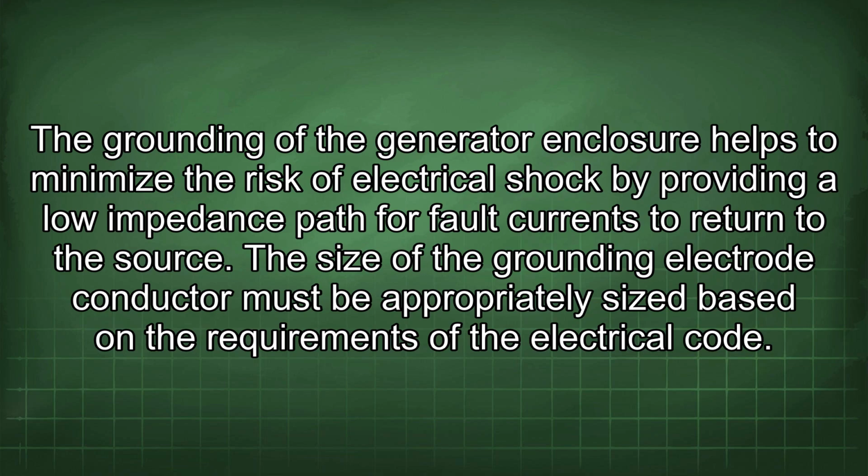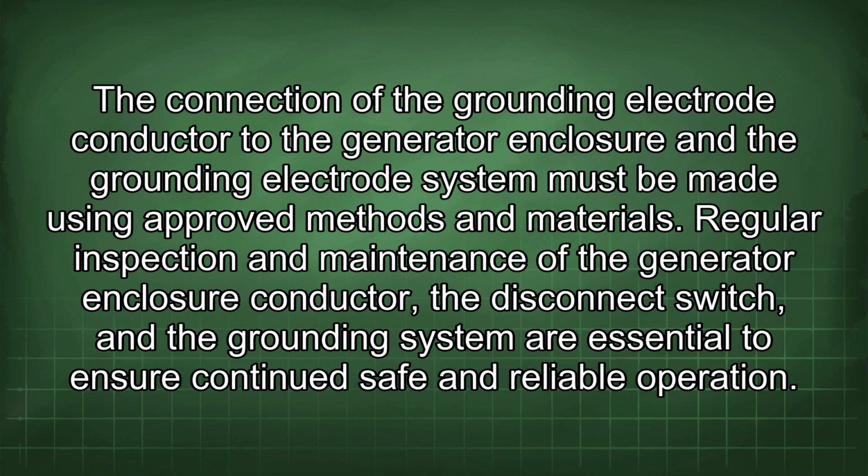The size of the grounding electrode conductor must be appropriately sized based on the requirements of the electrical code. A connection of the grounding electrode conductor to the generator enclosure and the grounding electrode system must be made using approved methods and materials. Regular inspection and maintenance of the generator enclosure conductor, the disconnect switch, and the grounding system are essential to ensure continued safe and reliable operation.